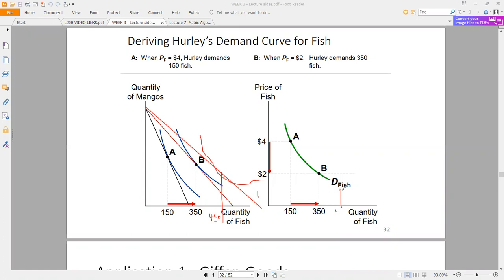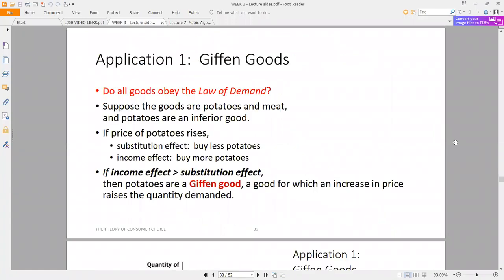Okay, the new dot here. So you just extend this. So that is what happens whenever price changes. So through this, we're able to get our normal demand curve. Okay. Let's look at application of consumer theory.